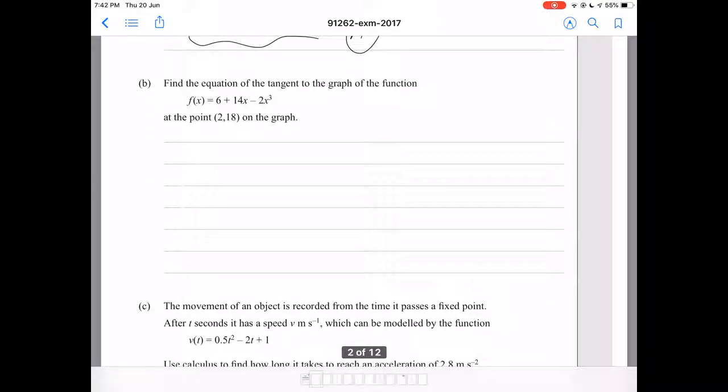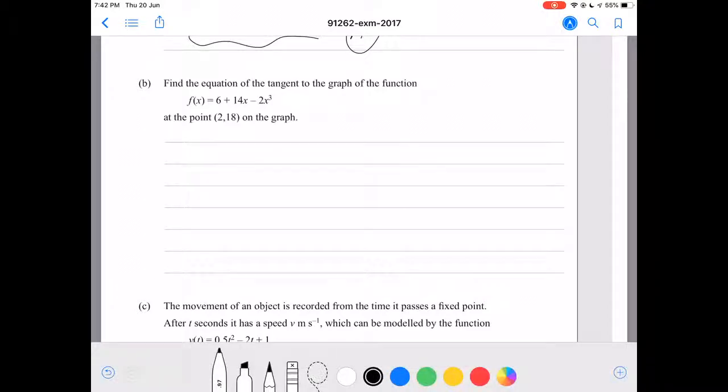Find the equation of the tangent to the graph of the function f of x equals 6 plus 14x minus 2x cubed at the point (2, 18) on the graph. Once again, the first thing we have to do is differentiate to find our gradient function. So f dash of x equals 14 minus 6x squared. Now we're trying to find the equation of a tangent to the graph at the point (2, 18).